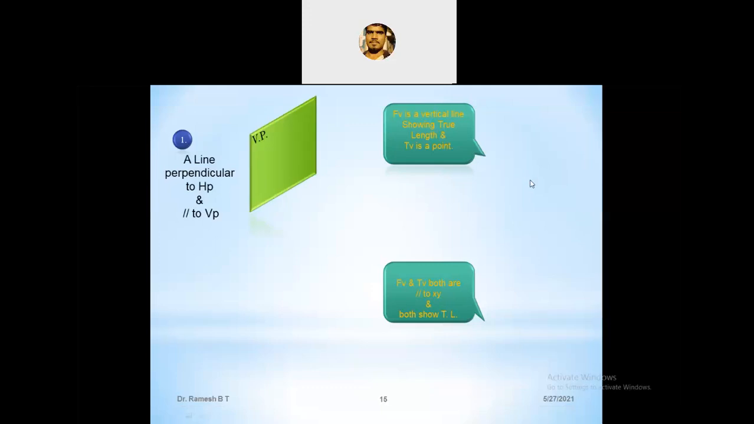I told a line perpendicular to HP means it is perpendicular to one plane and parallel to another plane. This AB is a line which is perpendicular to HP. HP is orange color, green color is a vertical plane. So for the vertical plane it is parallel, but for the horizontal plane it is perpendicular.